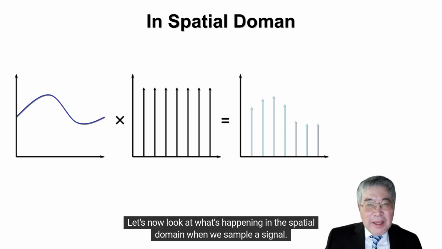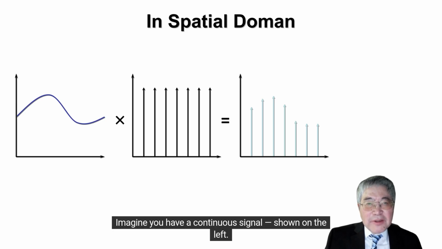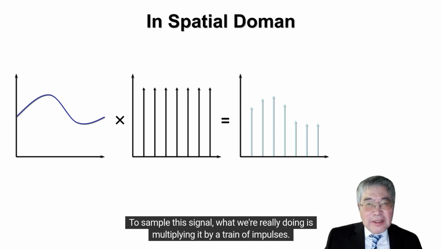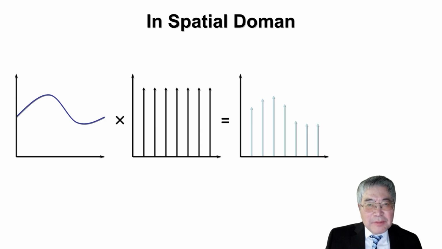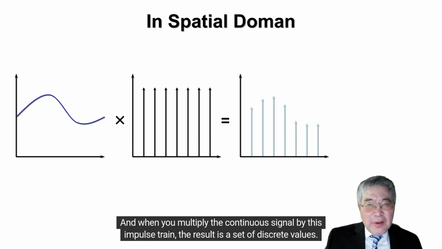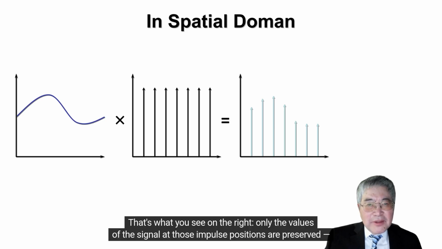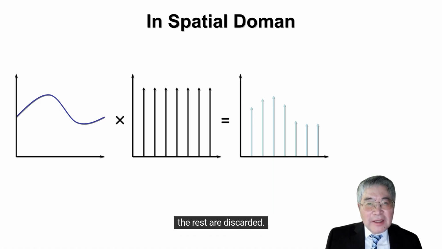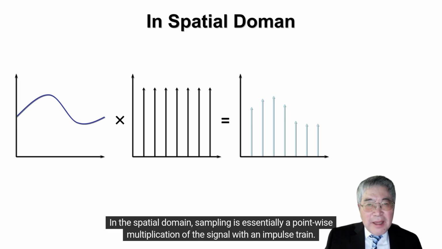Let's now look at what's happening in the spatial domain when we sample a signal. Imagine you have a continuous signal, shown on the left. To sample this signal, what we're really doing is multiplying it by a train of impulses. That's the middle figure. These impulses are spaced evenly along the axis, representing fixed sampling intervals. And when you multiply the continuous signal by this impulse train, the result is a set of discrete values. That's what you see on the right. Only the values of the signal at those impulse positions are preserved.